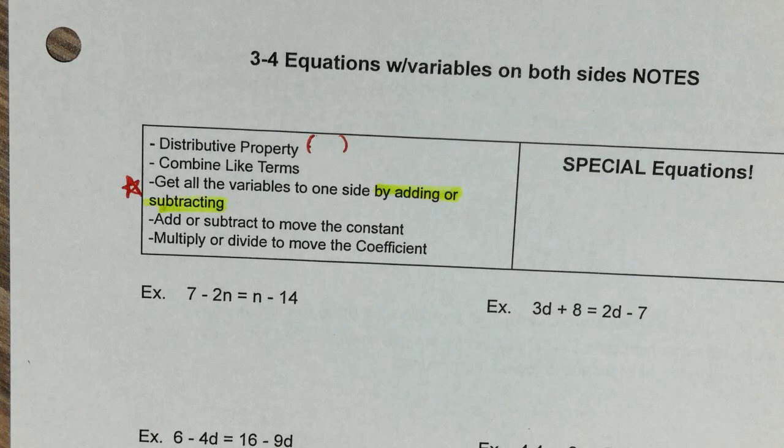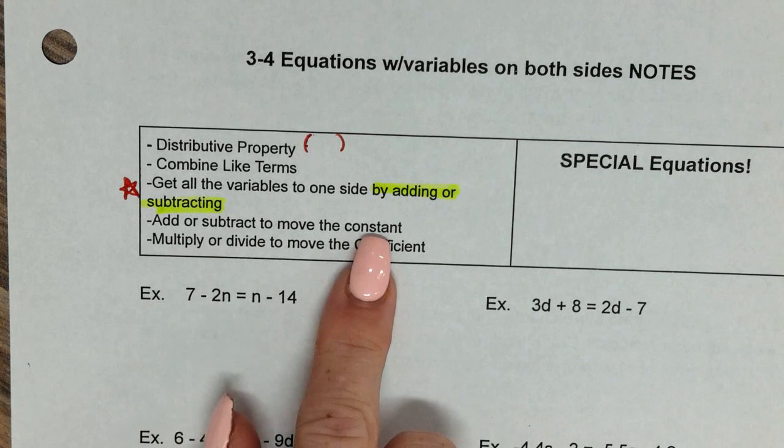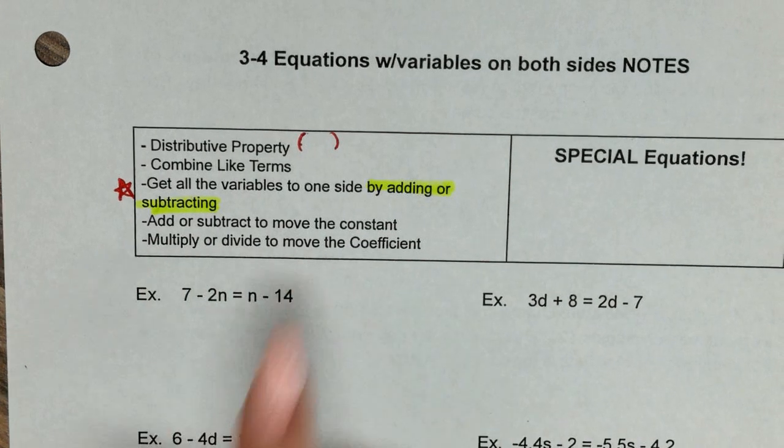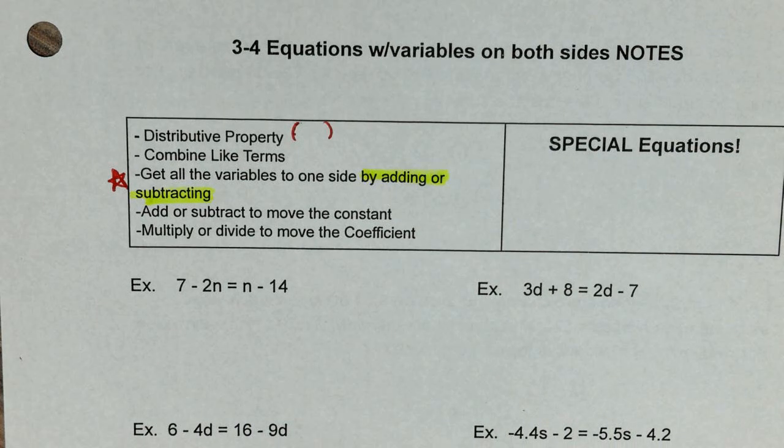By adding or subtracting. A lot of students get confused with this because with variables, we're usually trying to get rid of the coefficient, and to get rid of a coefficient, we multiply or divide. But with this, we're trying to move the entire variable and coefficient to the other side. So we're adding or subtracting. And then it goes to a 7th grade equation. You get rid of the constant by adding or subtracting, and then you get rid of the coefficient by multiplying or dividing. Are y'all ready to learn?